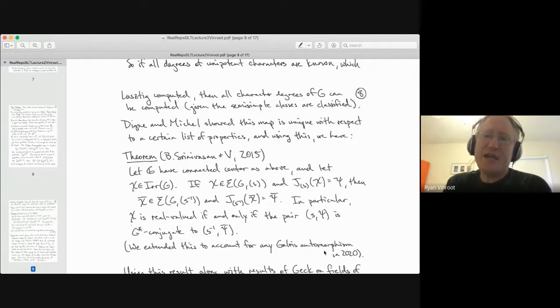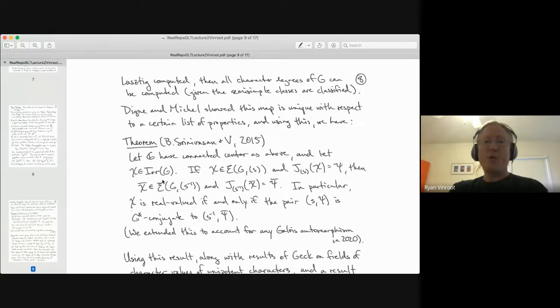In fact, a little later, in 2020, Bama Srinivasan and I managed to generalize this to account for any Galois automorphism. So if one takes any Galois action on the character values, then one can describe the behavior under the Jordan decomposition map. However, I want to point out that G having connected center is a crucial feature of the conditions here. This is a guiding geometric condition that gives a lot of nicer properties for finite reductive groups.